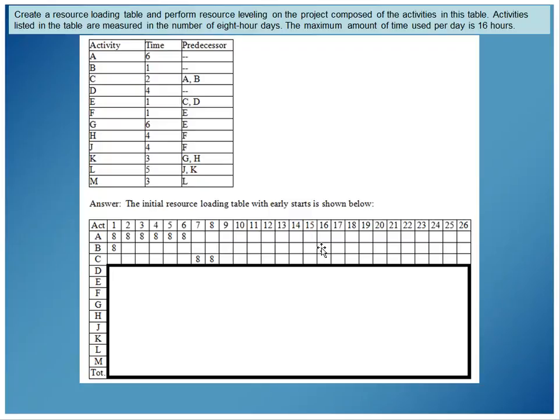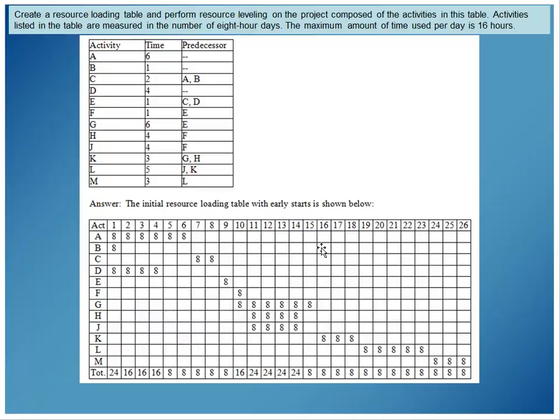You can see that A doesn't have any predecessors. It lasts 6 days. B doesn't have any predecessor. It lasts 1 day. C has A and B as predecessors, so it can begin when both A and B are finished. So C can begin on day 7. It has 2 days, and so on. So I think you can see this is what we just got through doing. So I'm going to just assume that you understand the fill part. What we're interested in now is the leveling part.